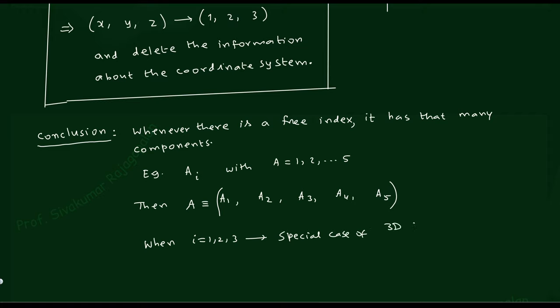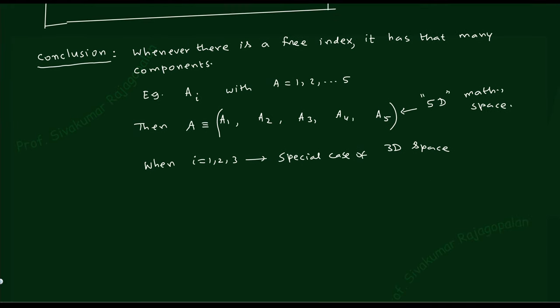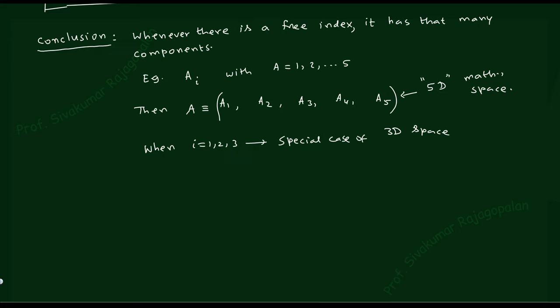So this is important, that by writing the number i equal to 1, 2, 3, we can always work with five-dimensional or any higher dimensional. Five-dimensional is an example. You can simply change the 5 to any number, and that's it. You are ready to work in higher dimension. This is the power of the index notation. The advantage of the index notation is that whenever there is a free index, it has that many number of components. If this idea is clear, then the next thing you can write down.